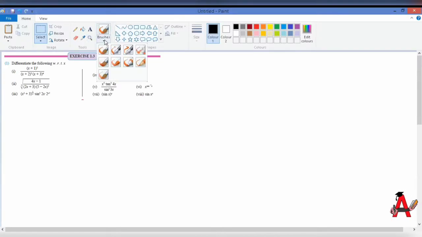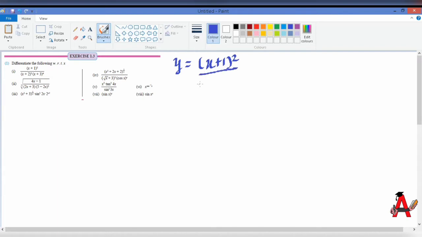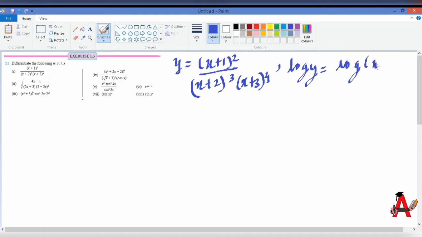So let us try to do exercise number 1.3. This is based on log. In such questions, we write y is equal to (x plus 1) whole square upon (x plus 2) whole cube into (x plus 3) raised to 4. We will take log on both sides. We will get log of y is equal to log of (x plus 1) the whole square upon (x plus 2) the whole cube into (x plus 3) raised to 4.